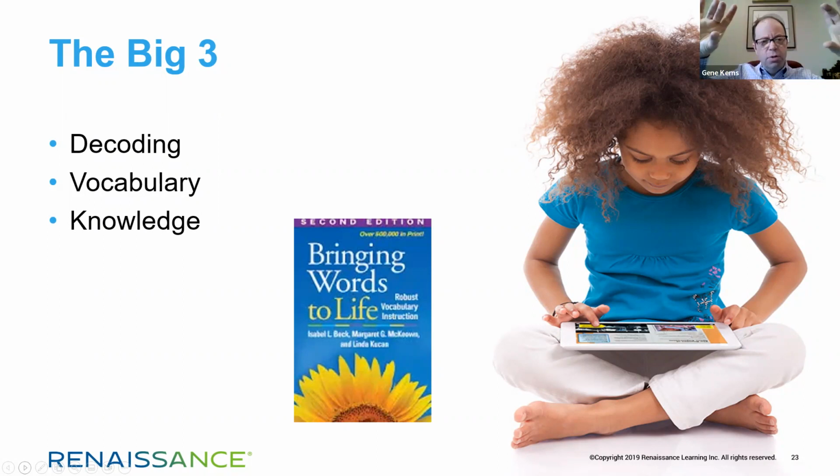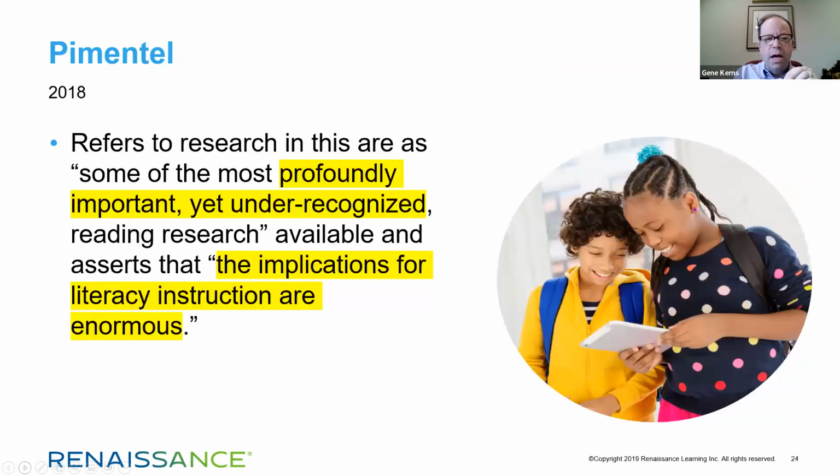We need the ability to decode fluently. We need to have lots of vocabulary words that we can associate with sound and meaning to the words that we decode in text. And then in addition to that, sometimes to fully comprehend what's going on, we need some background knowledge. I want to share a couple of examples with you.